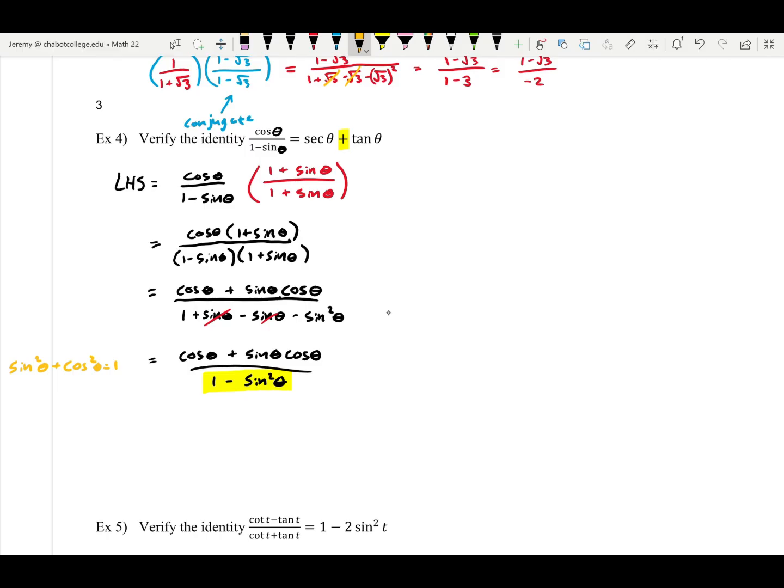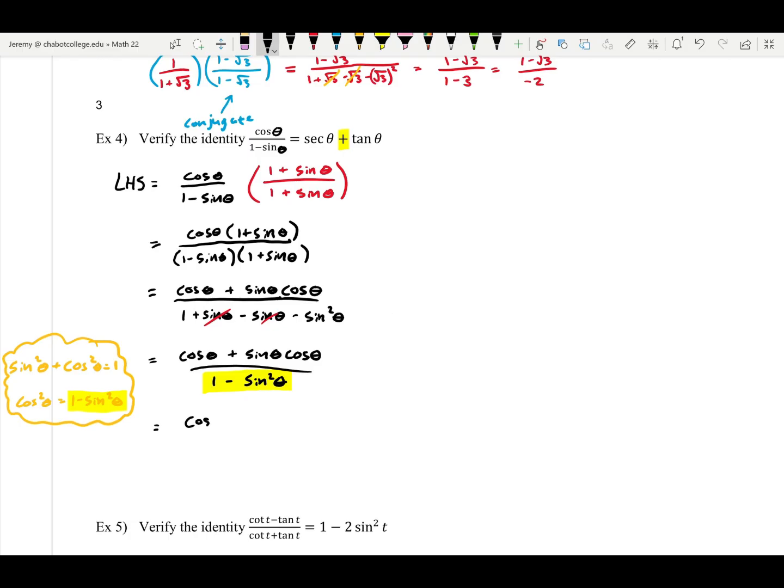I can subtract sine squared theta from both sides and I get this. Cosine squared theta is equal to 1 minus sine squared theta. Okay, so what I'm going to do is I'm going to use this, particularly this right here, and I'm going to make that substitution into the denominator of my equation.